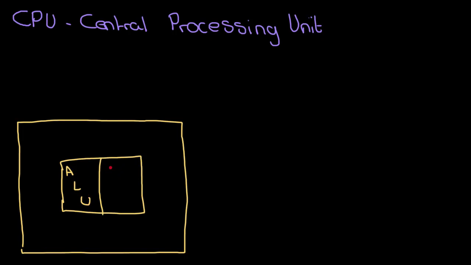And then the control unit, which I'm going to abbreviate to CU, is kind of like the boss. It's the bit which orchestrates the rest of the processor, tells it what to do and when, and actually tells the other parts of the computer what to do and when. So it's a very important part of it because, like I said, it's the boss of it. Right, and you've got registers that you need to know about.